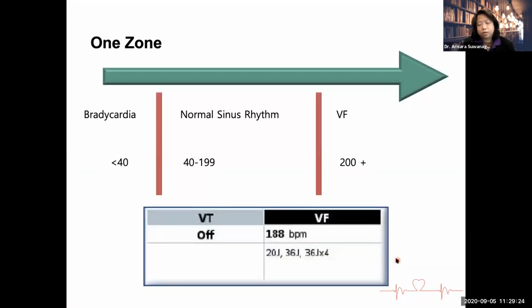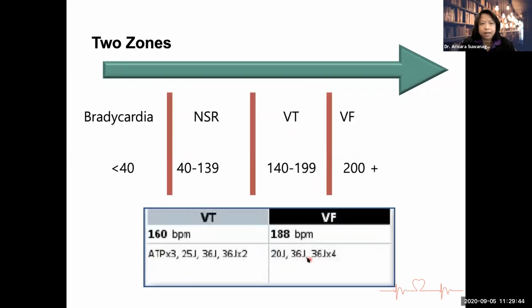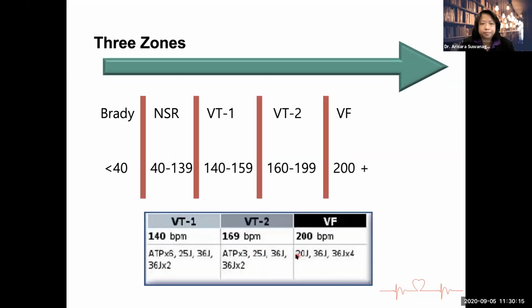This is an example of one zone where you give just the VF zone. We turn off the VT zone. So from normal rhythm it goes to VF at more than 200 beats per minute, or 188 per minute. It's up to what you program. And then you set the joules that you want the patient to be shocked with. Again, for two zones, like I said before, you have defined the VT and the VF zone, and you can design ATP or overdrive pacing 3 times before going into the shocking zones. And you can increase each shock from like 25, 36, and 2 more of the 36 joules. Whatever you can do, you can decide your own therapy here. And the VF zone is a shocking zone. Same as the 3 zones ICD programming.